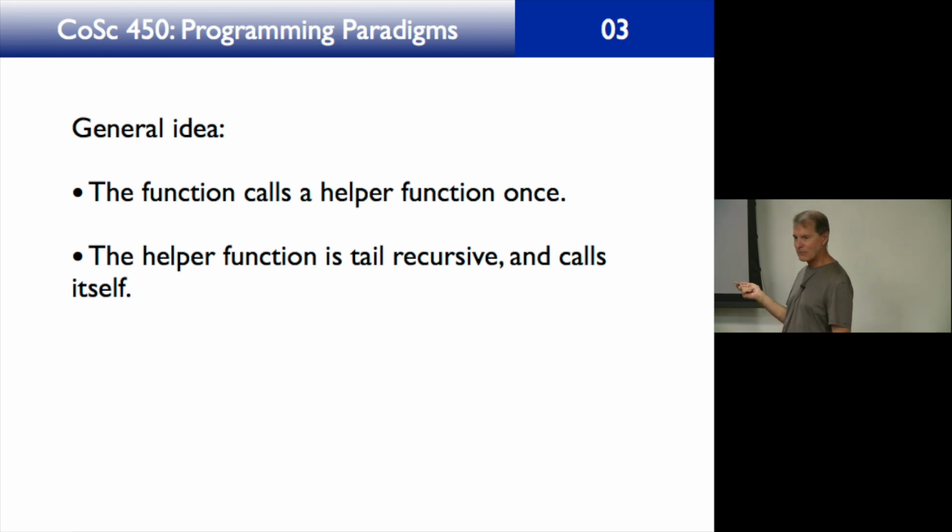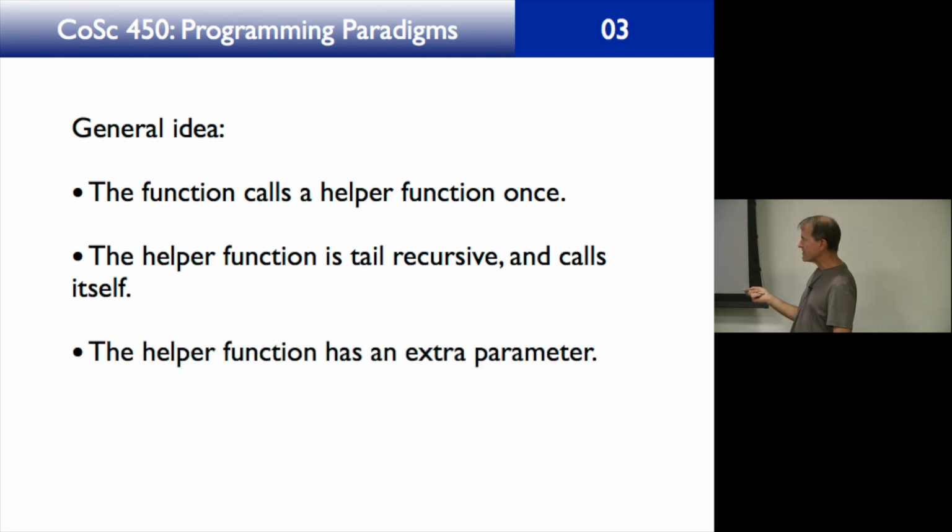So that's one feature of what we do here. And now, typically the helper function has an extra parameter. Like if the original function has one parameter, the helper function has 2. If the original function has 2, the helper function usually has 3. So we stick on an extra parameter into the helper function.